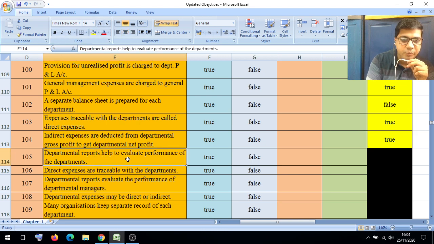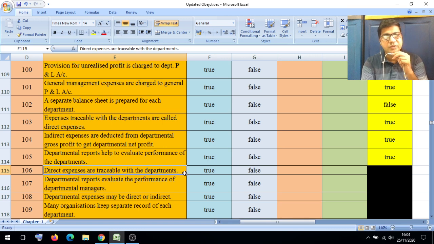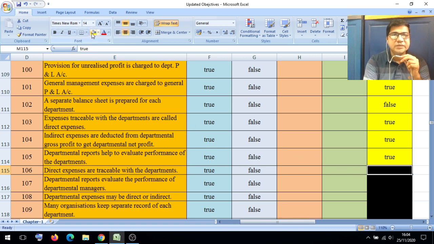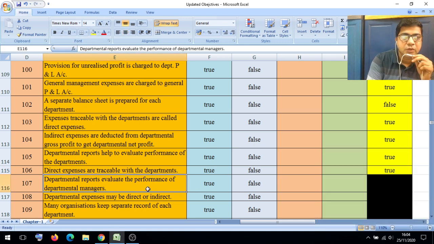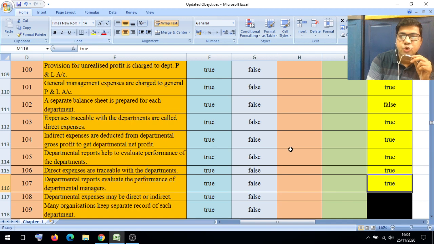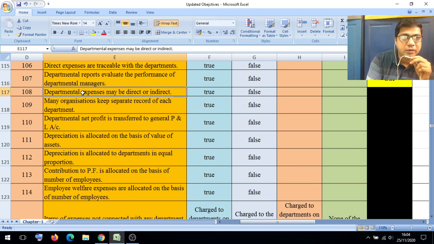Departmental reports help in evaluating the performance of the department. Answer is true. Direct expenses are traceable with the departments. Answer is true. Departmental reports evaluate the performance of the departmental managers. It is also true. Departmental expenses may be direct or indirect. Answer is true. Many organizations keep a separate record of each department.